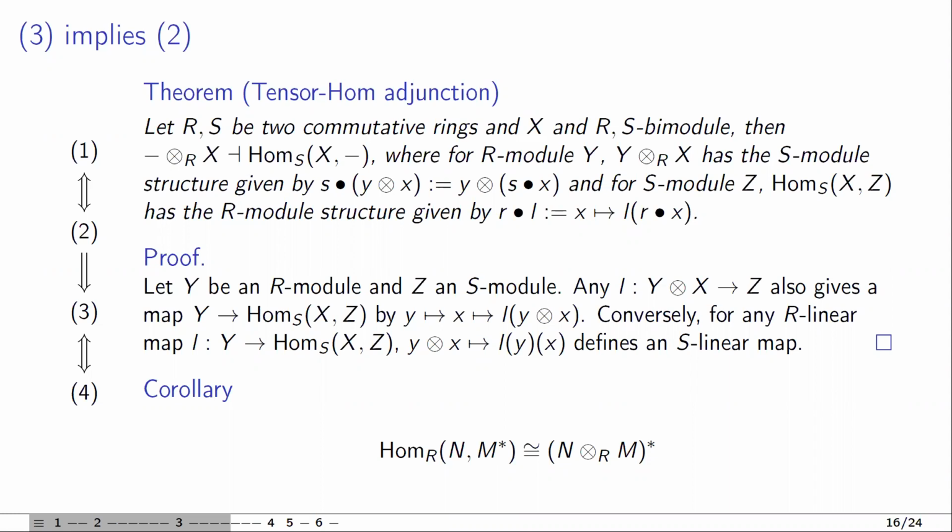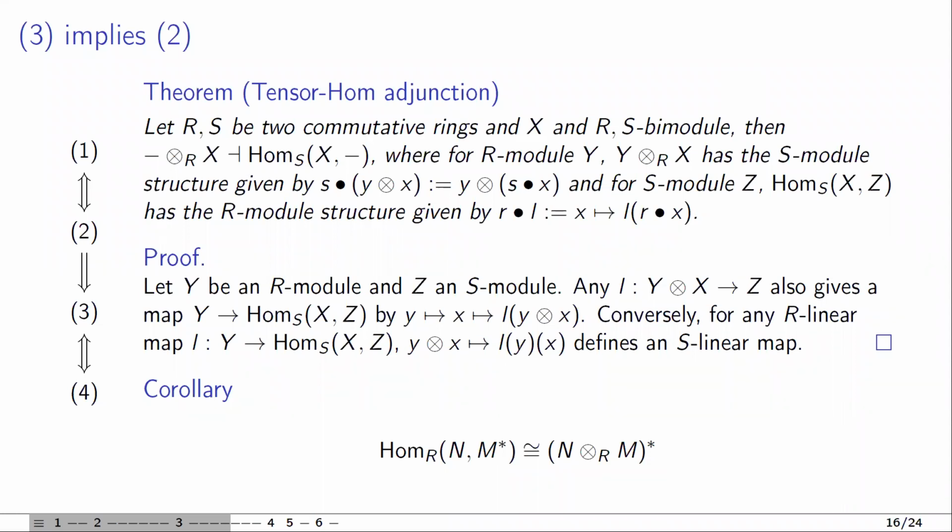So we just need to prove that if Y is an R-module and Z is an S-module, then if L is a linear map from Y tensor X to Z, there is a map from Y to Hom(X, Z), given by: for any small y in Y, you can define an S-linear map from X to Z, sending x to L applied to the pure tensor y tensor x. And conversely, if we have any R-linear map from Y to Hom(X, Z), then we have a linear map from Y tensor X to Z, given by: for a pure tensor y tensor x, L applied to y, applied to x.